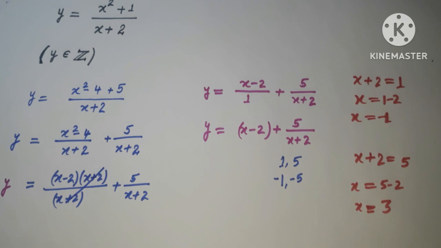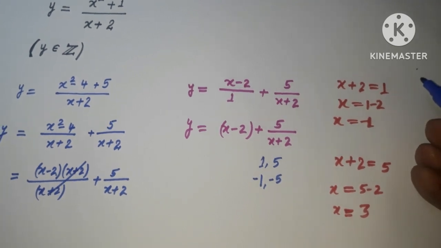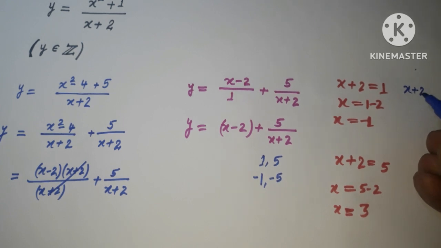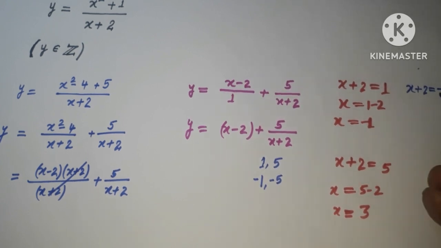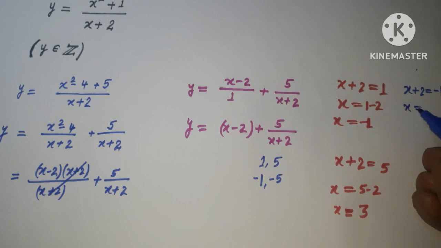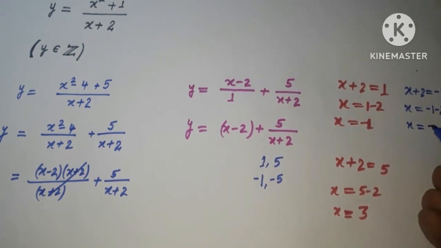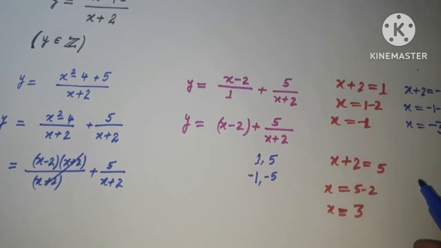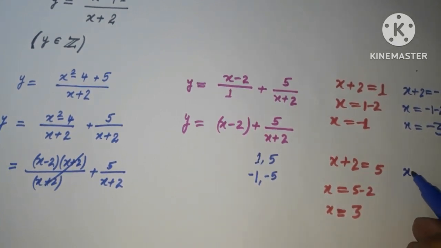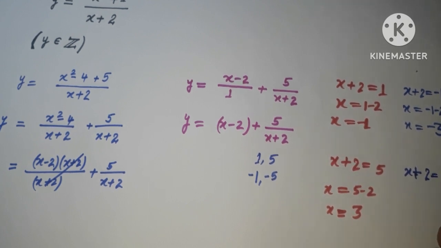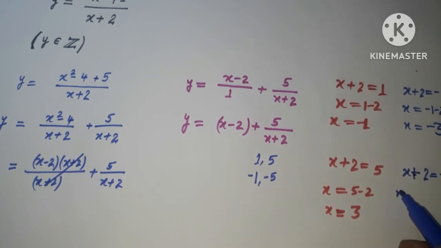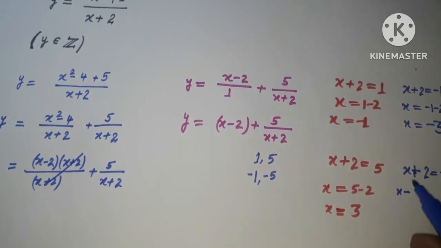In the same way, suppose x plus 2 is negative 1. That gives us x equal to minus 3. And suppose x plus 2 is equal to negative 5. So x plus 2 is equal to minus 5, and x is equal to minus 5 minus 2, which gives us minus 7.